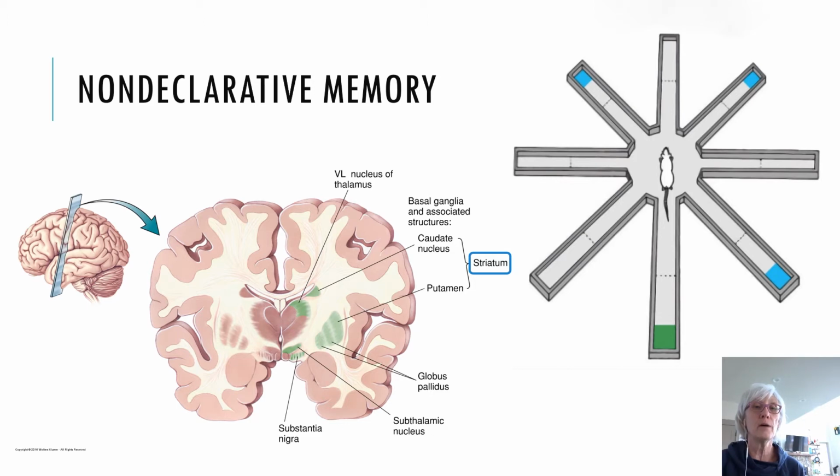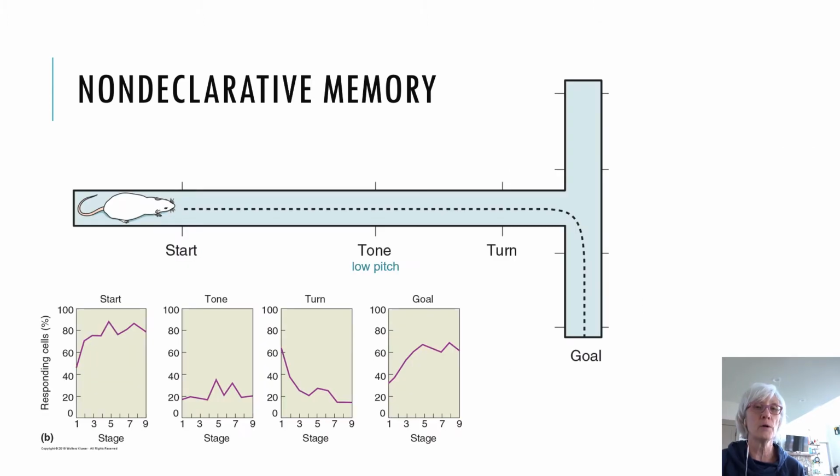But if the striatum were severed or injured, mice and rats that had learned this are unable to recall that information, and they are unable to learn new non-declarative memories with lesions in the striatum. So animal studies have shown us that non-declarative memory requires these portions of the brain.